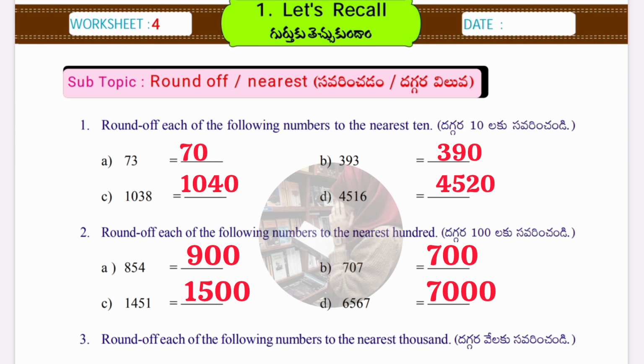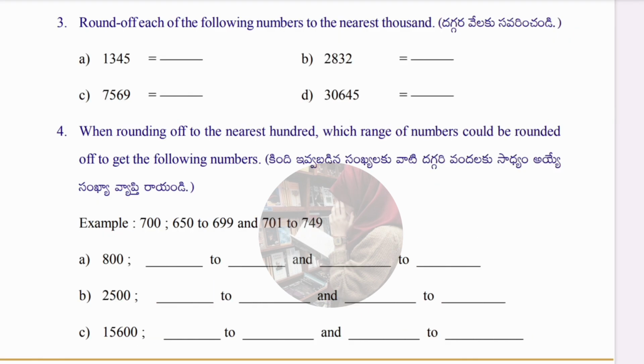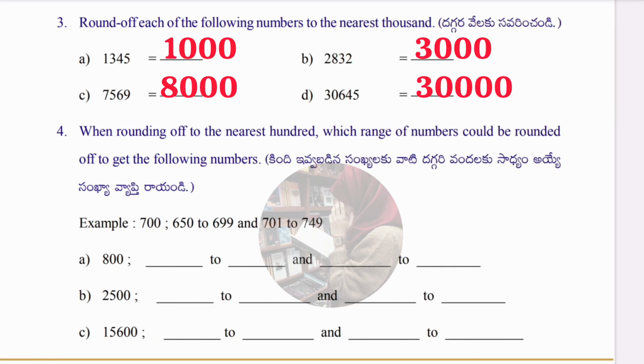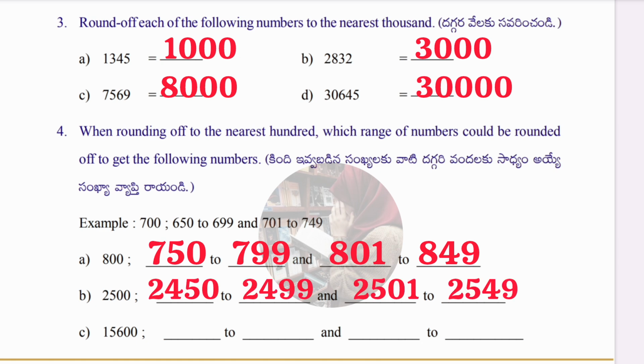Okay guys, now we'll move to the third Roman, which is round off each of the following numbers to the nearest 1000. Here we have to do the nearest 1000 for the given number. So the first one, 1345, can be written as 1000. The second one, 2832, can be written as 3000. Then the third one is 8000 and the fourth one is 30,000.